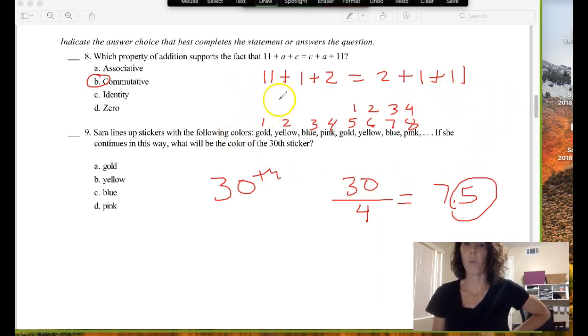Well, a half would be 1, 2. So I would land on yellow. Since there's 4, a half would be only 2. So I should be landing on, I go 1, 2, 3, 4, 1, 2, 3, 4, 1, 2, 3, 4, 7 times, and then I come back and I go 1, 2 for that half. So I should be landing on yellow for the 30th time.